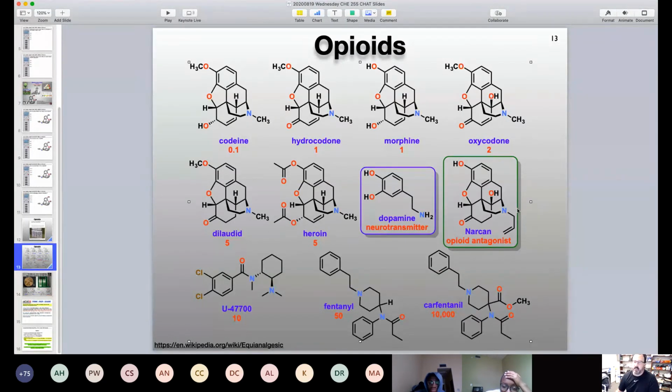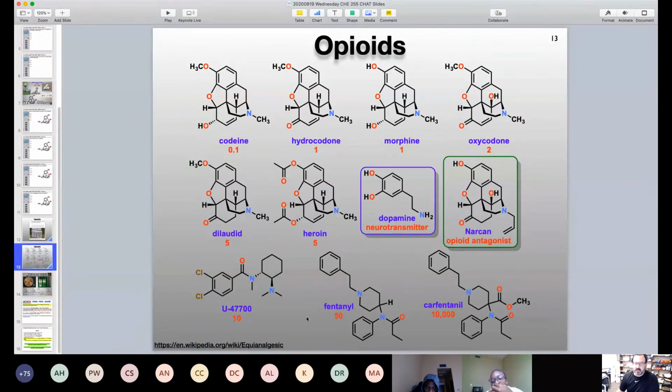So Narcan has been developed as basically an opioid antagonist. Does anyone know what the word antagonist means? So yeah, it works against. So basically, when this is administered, it's going to displace any of these other opioids that are already existing in that receptor. However, it does not have the same potency in the sense of addiction.